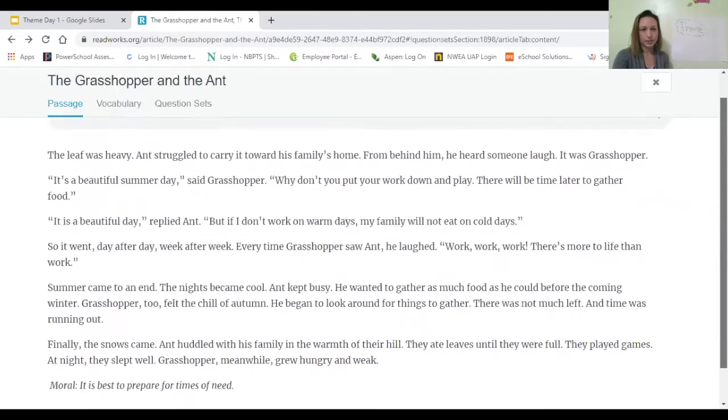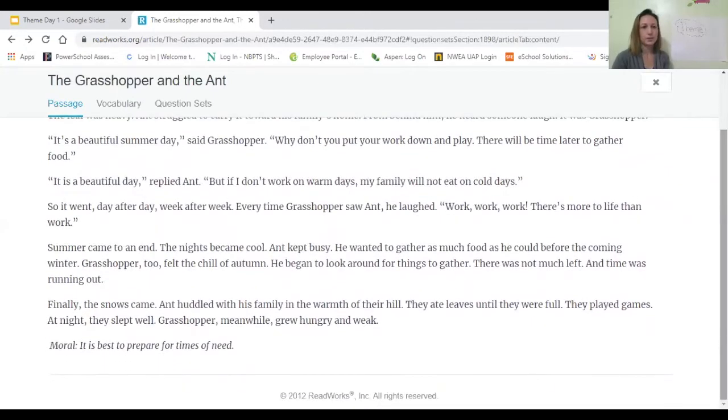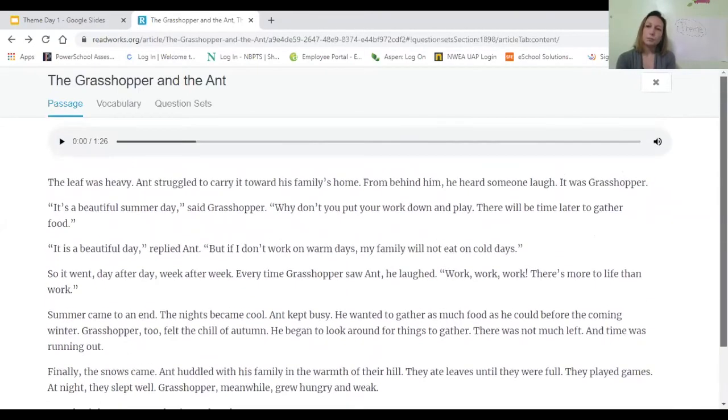And this one actually states right at the bottom here, moral: it is best to prepare for times of need. So this one states the moral right in it, states the theme. It tells you this whole thing was about needing to prepare for times of need. And we know prepare, what does that word mean? Prepare means to get ready ahead of time.